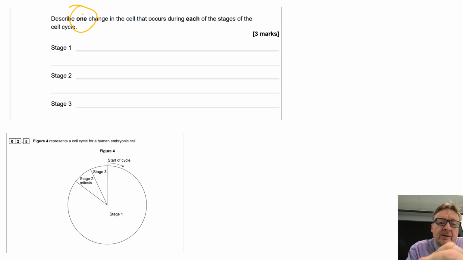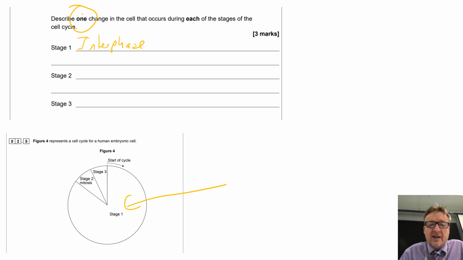Describe one change in the cell that occurs during each of the stages of the cell cycle. So what do we think is going to happen in that? It's called interphase. Now that sounds posh and that sounds like I'm being really clever, but that isn't a change. All that is the name of it, so it's a bit irrelevant, really. So what actually happens in there is we have the subcellular parts increase, right? So your ribosomes, your mitochondria, your cytoplasm, all those kind of things increase.